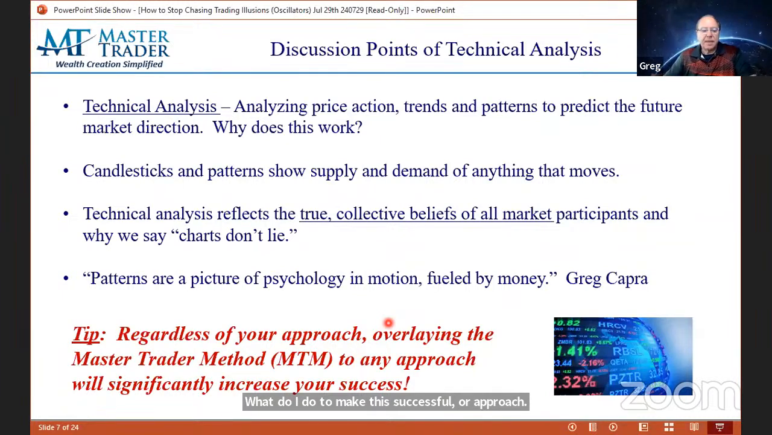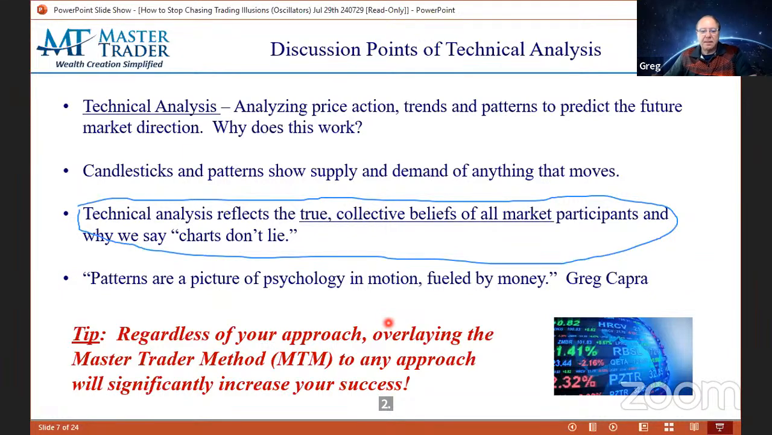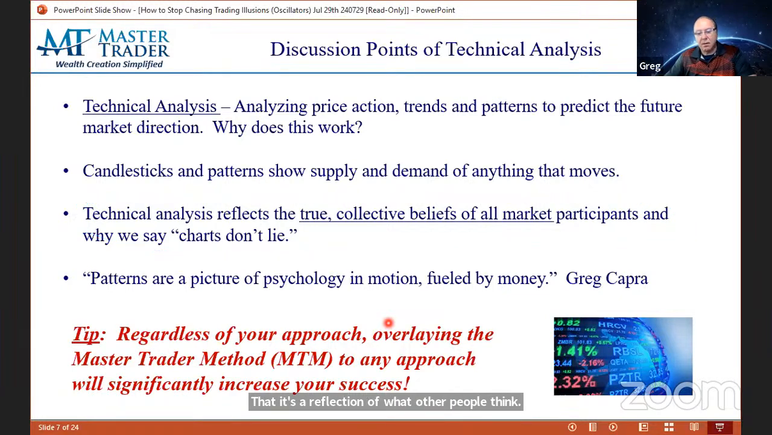The first step is to let that salivate in your brain, because it leads you to what technical analysis is about and looking at charts. It's not about dark cloud covers and haramis or whatever you want to call them. It's about understanding that it's a reflection of what other people think that has been produced with money. And from there, we can go to the next slide.